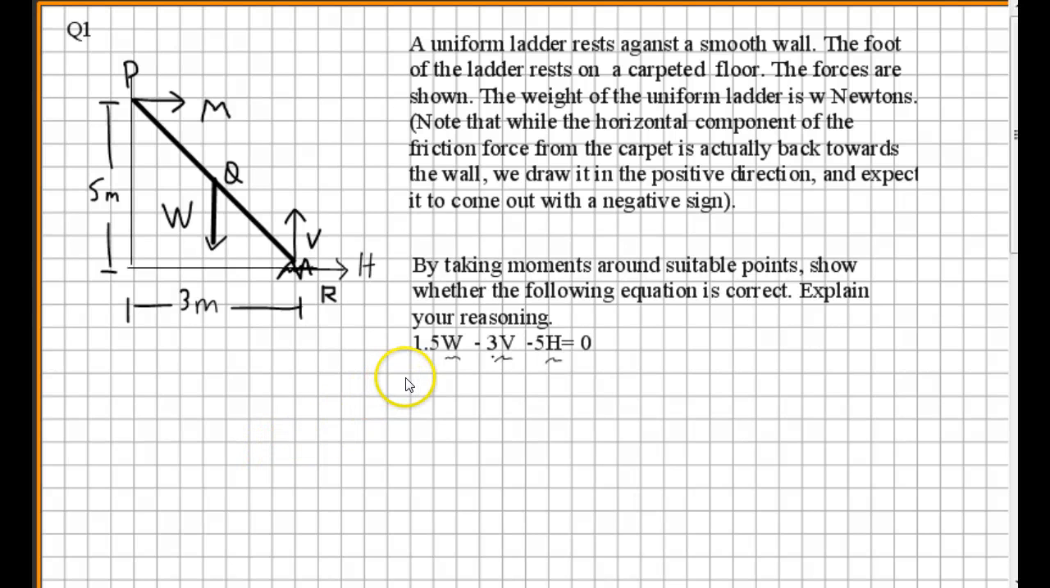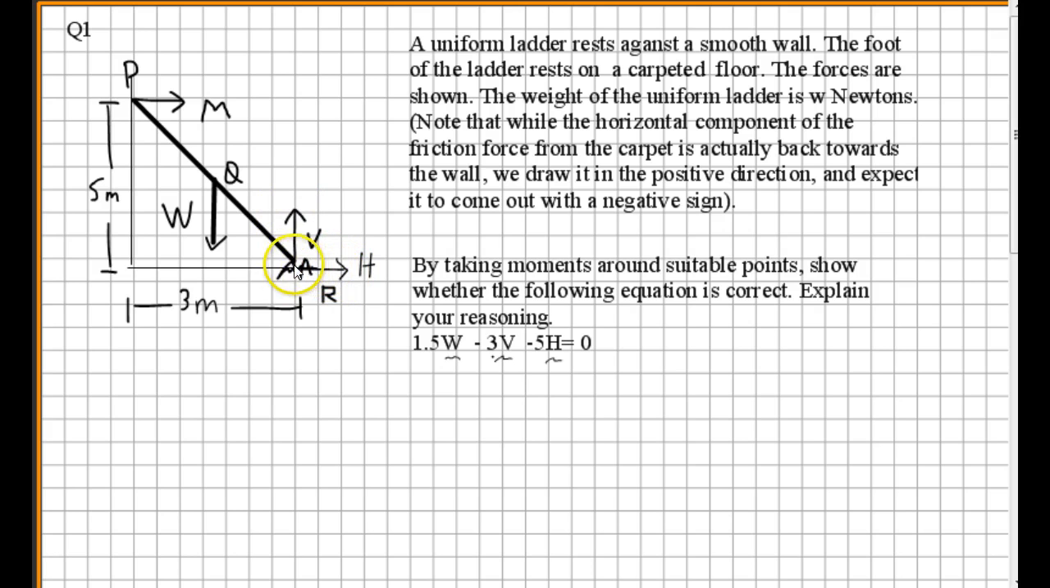Okay, let's look at question 1 and see if we can work out the solution. We've got a smooth wall, a ladder resting against it, and we have some friction here from carpet, which creates a vertical and a horizontal force.